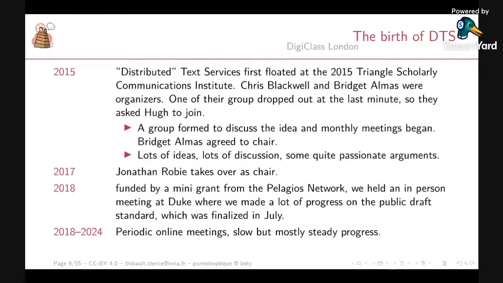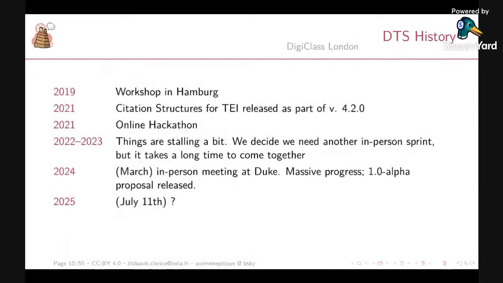And then in 2017, Jonathan Robie joins us and basically takes the chair. Jonathan Robie has worked on, I never remember, but I think it's the XQuery specification. And he is interested in biblical studies, so it was a good fit. We had a mini grant and a workshop at Duke in 2018. And from 2018 to 2024, basically we had monthly meetings lasting from 1 hour to 3 hours, depending on how much energy we had left, depending on the year.